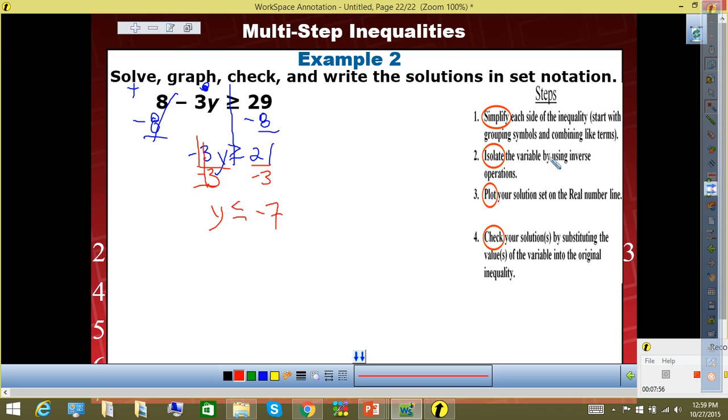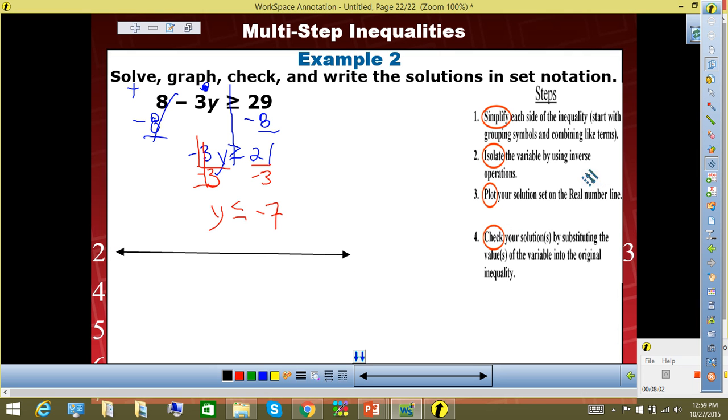Okay. From there, the graph. Our dividing point is negative 7. Is that point included in the solution set? Yes. How do you know? Tell your neighbor, please. How do you know that's included? Because it says greater than or equal. That means that it could equal negative 7.